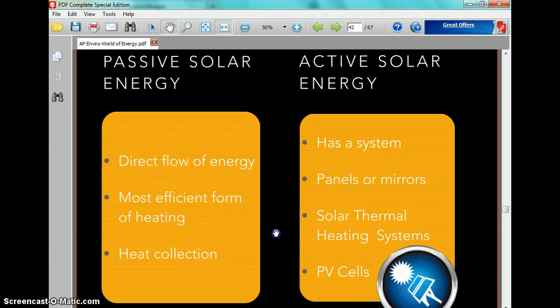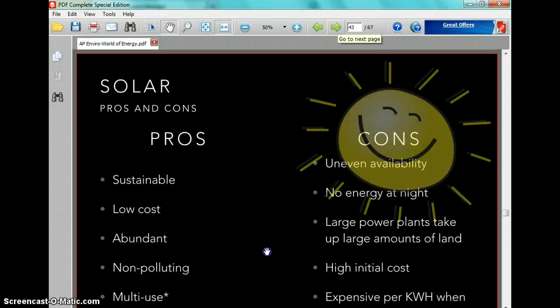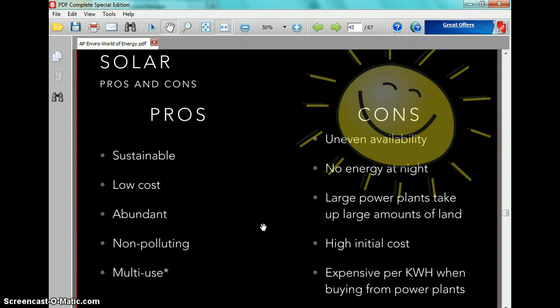There are two types of solar energy: passive and active. Passive is a direct flow of energy. There is no system. It just collects the heat, and it's the most efficient form of heating. Active has a system. It usually uses panels or mirrors, and some examples are solar thermal heating systems and photovoltaic or PV cells. And solar is also the fastest growing renewable energy resource.